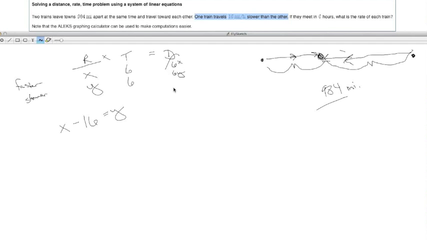6x, the distance of the first train, plus 6y, the distance of the second train, equals the total distance, 984. Okay, so now we've got a system to solve.